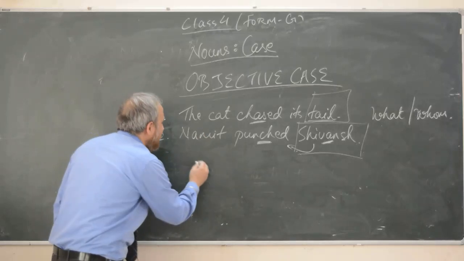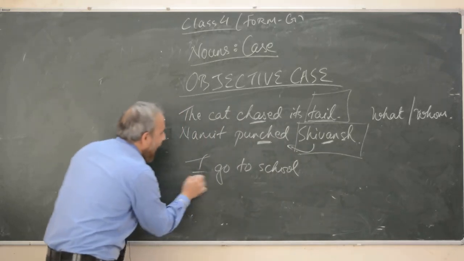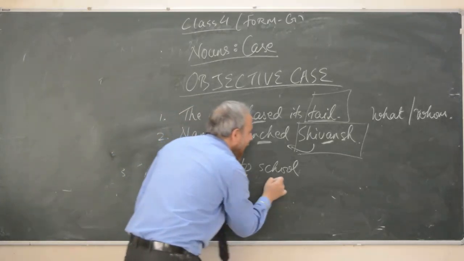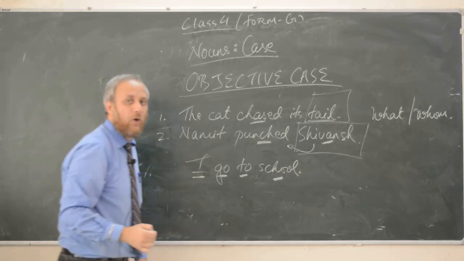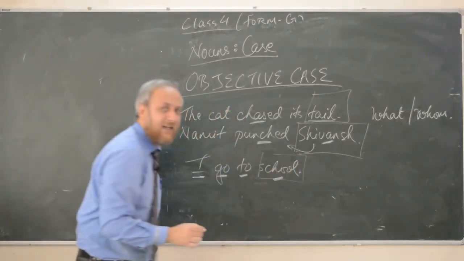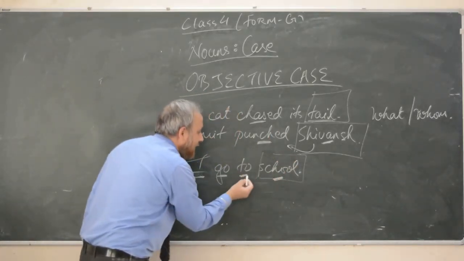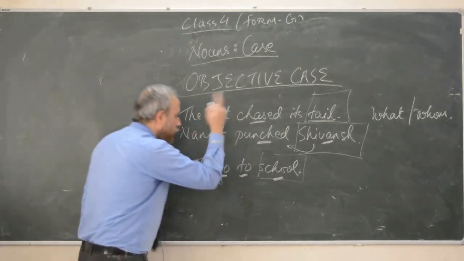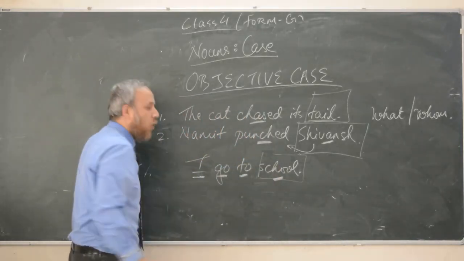I'll just give you two examples. Let's say I go to school. Okay, so I is a pronoun, go is the verb, to is the preposition, and school is the object of the preposition to. Okay, so remember that. So this too also is in the objective case. And this word is governed by the preposition to. In the sense, this preposition to shows the relationship of this noun school with the verb go.